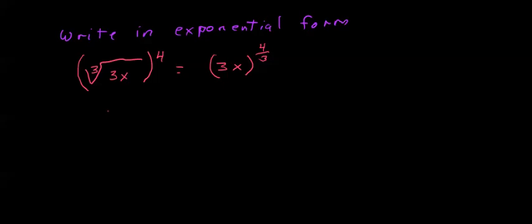If I gave you something like this, 1 over the square root of x to the 5th power, you would write it as x. My root is 2. My power is 5. But because it's a reciprocal, I'd write it as negative. Write in exponential form. Nothing more, nothing less.